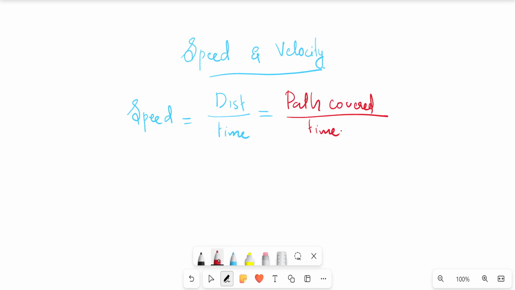Here we all know that path covered, there is no specified direction, or direction has nothing to do with the path covered or distance. So we call it a scalar quantity. So speed is a scalar quantity. Why? Because there is no direction that comes into play. So that's why it's a scalar quantity. What is the SI unit of speed? The SI unit of distance is meter. So meter per second, or meter second inverse.